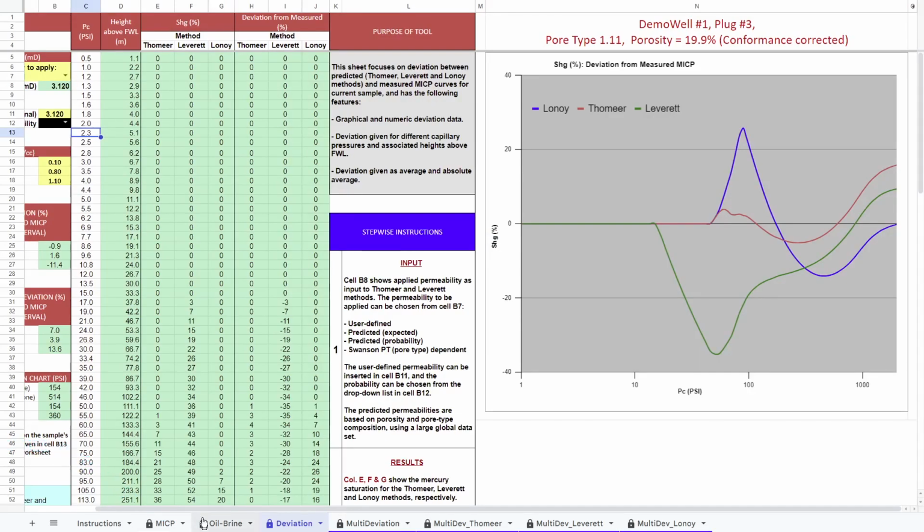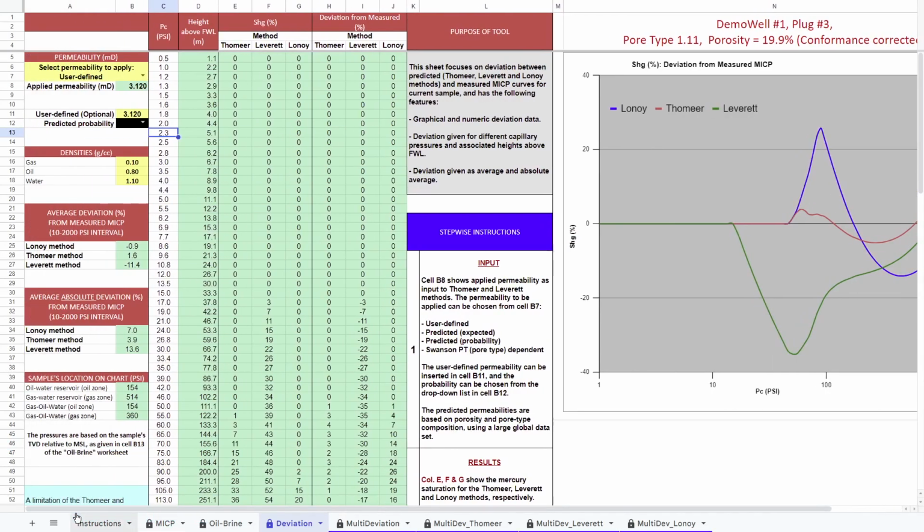The overall deviation or prediction error can be calculated in 2 ways, either as an average or as an average absolute value. Average deviations for the different averaging methods are given in cells B25 to 27. The lower the number, the less overall deviation from the measured data. Negative numbers reflect an overall underestimation of water saturation, whereas positive numbers reflect an overall overestimation of water saturation.